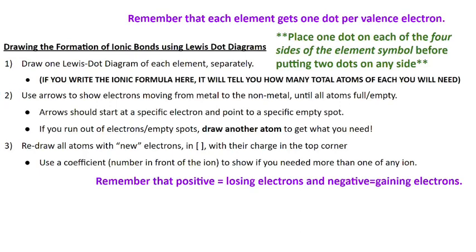So, one last note before we leave. Remember that when we're putting those charges in the corner, positive charges come from losing electrons and negative charges come from gaining electrons. So we'll go through that process here in this first example.